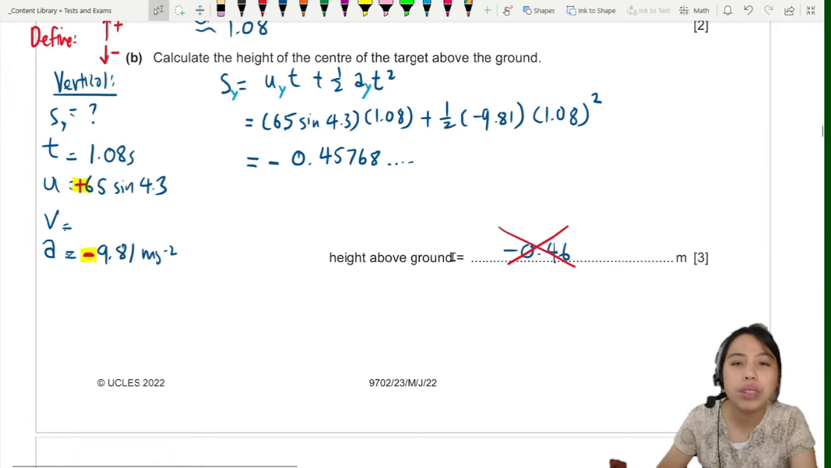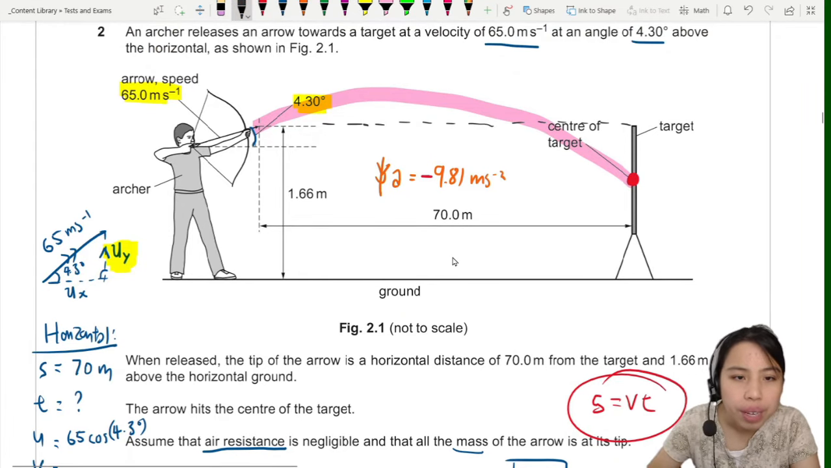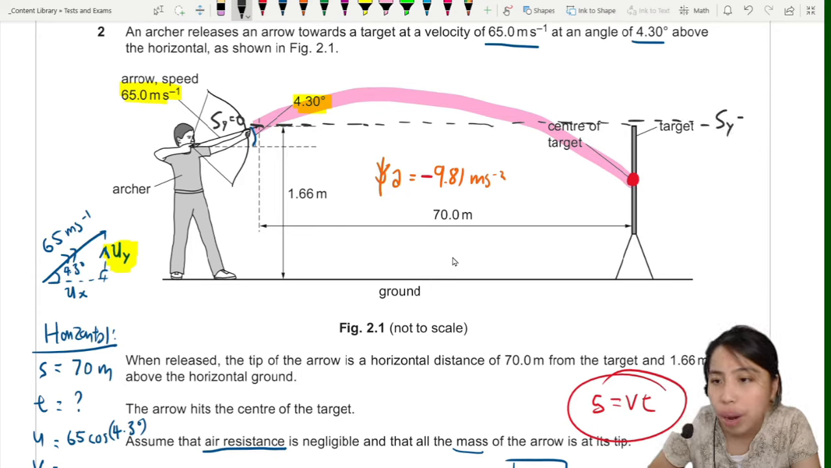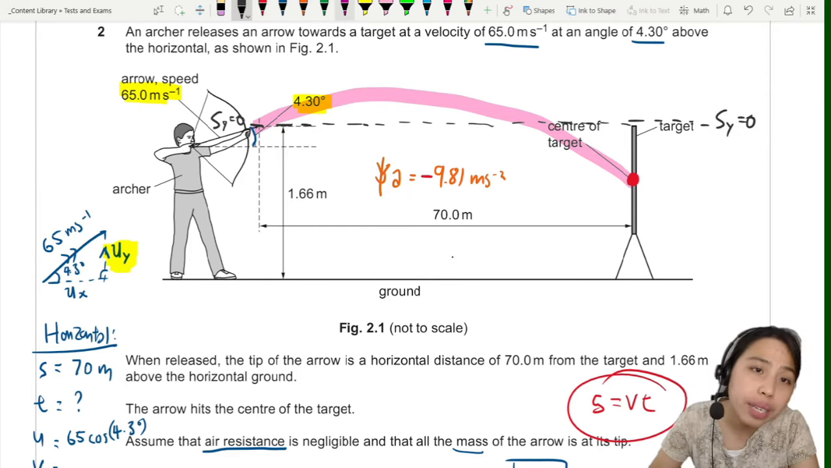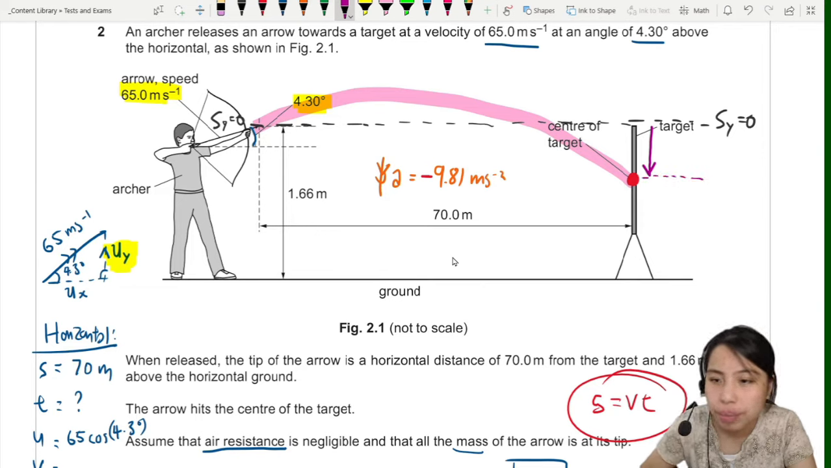So plot twist. Let's go back to the picture. So initial displacement, here I can assume is S of Y is 0, where the arrow starts. So it means all along this dotted line, S of Y is 0. Which means if I have a negative value, negative 0.46, the object has gone below my initial starting point. So negative 0.46 meters is the displacement here. So this SY is negative 0.46.